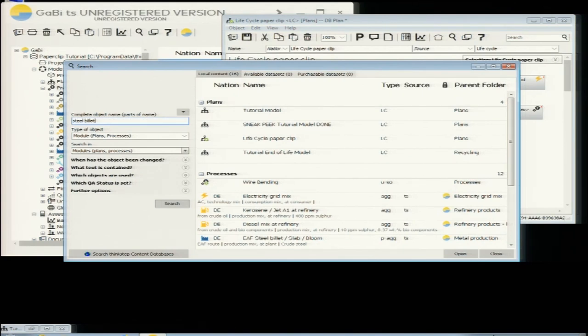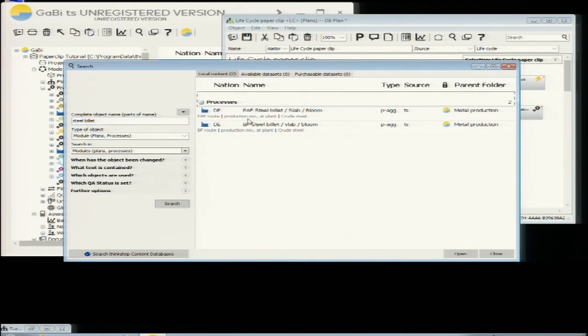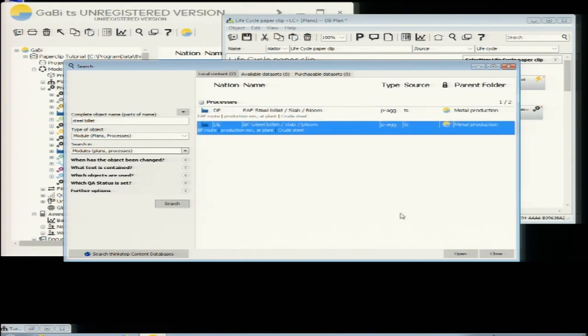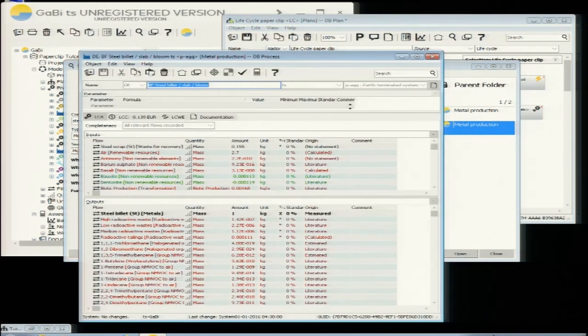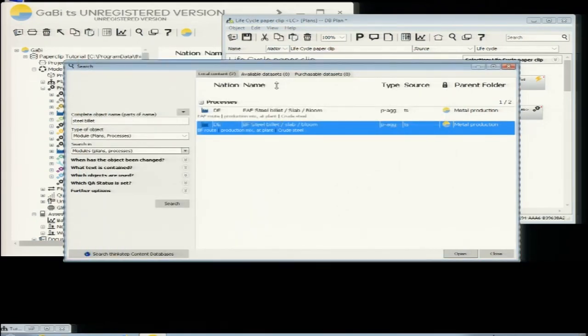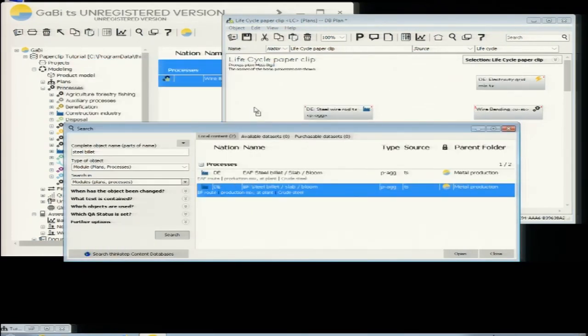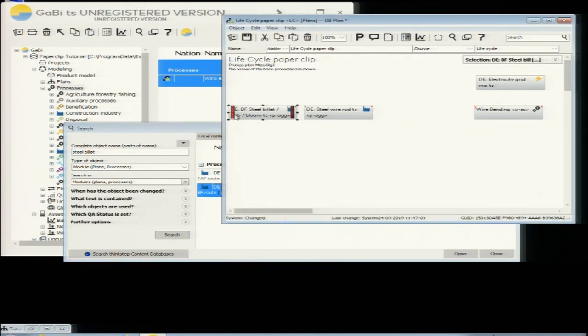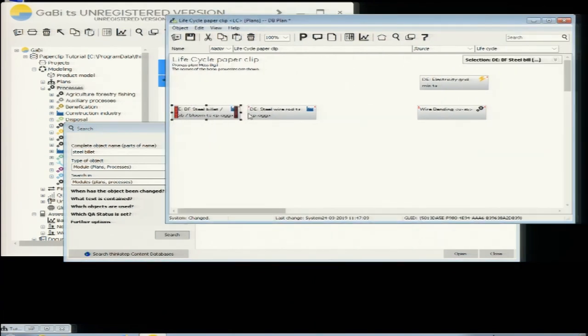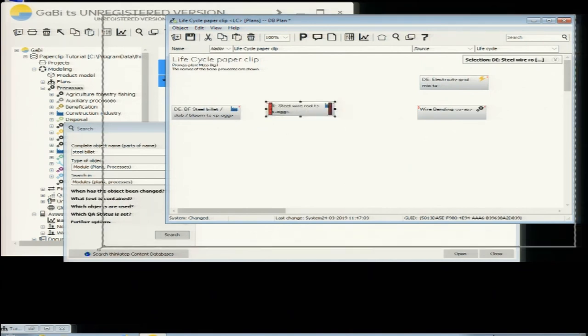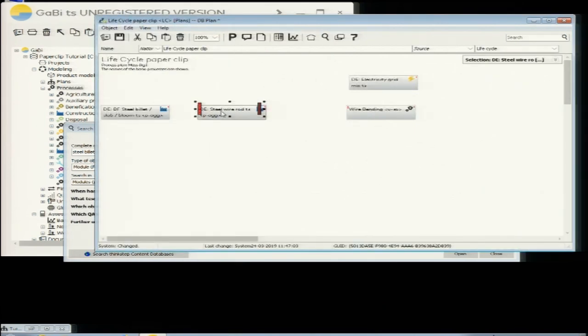Steel billet. So there are two steel billets. One is electric arc furnace steel billet. Next is blast furnace steel billet. So I'll pick blast furnace steel billet as an input to this. Open will just open the life cycle inventory. I'll just drag and drop steel billet here. Steel billet is here now. Let me make the window a little larger. Steel billet, wire bending, electric grid.